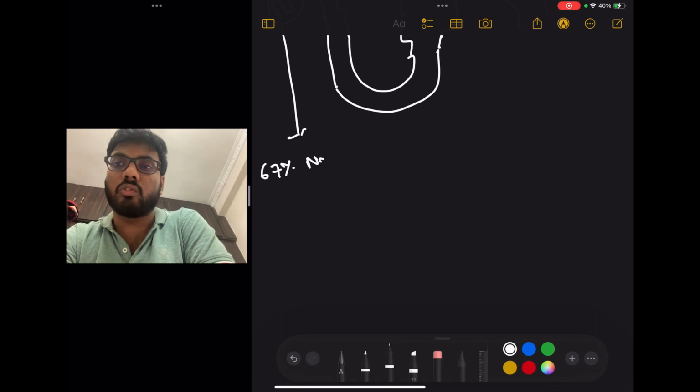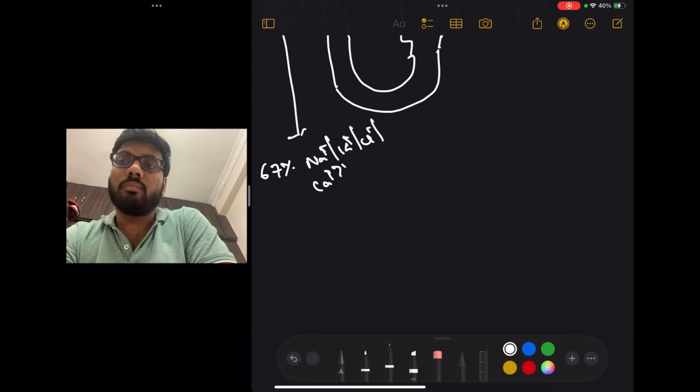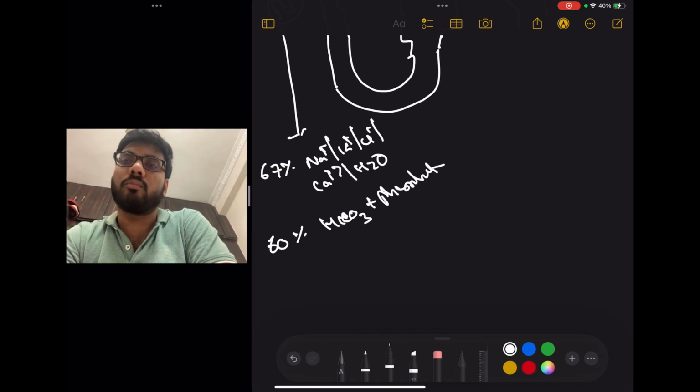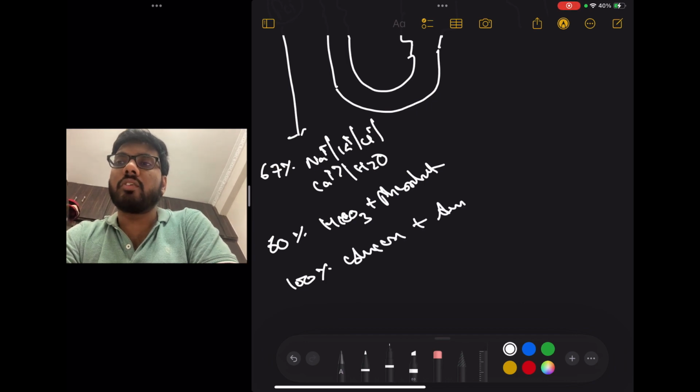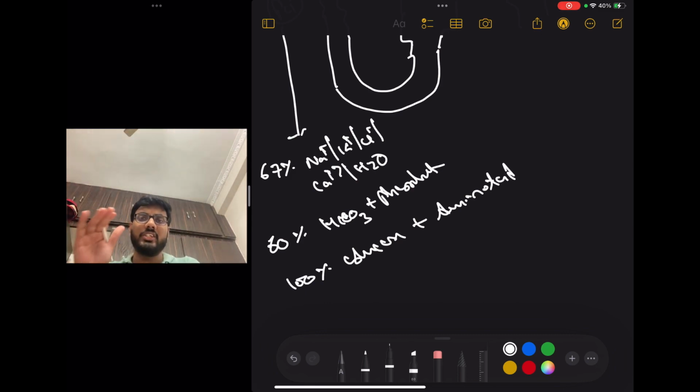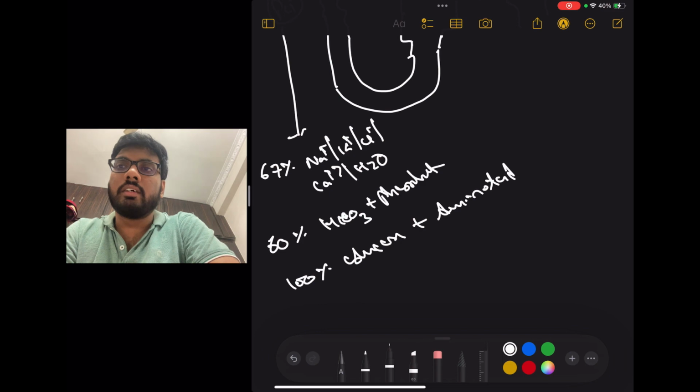67% of the sodium, potassium, chloride, calcium, and water is reabsorbed in the PCT, and 80% of the bicarbonate is reabsorbed along with phosphate. 100% of glucose and amino acids are reabsorbed in the PCT, except magnesium, which is reabsorbed in the loop of Henle, right?